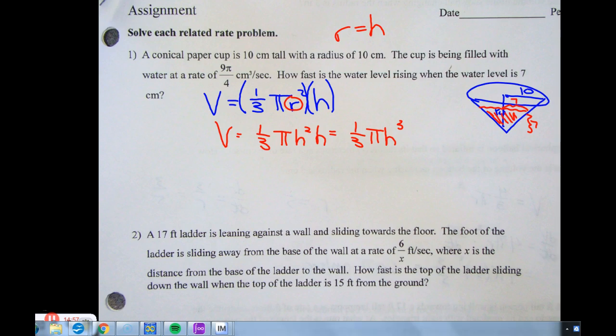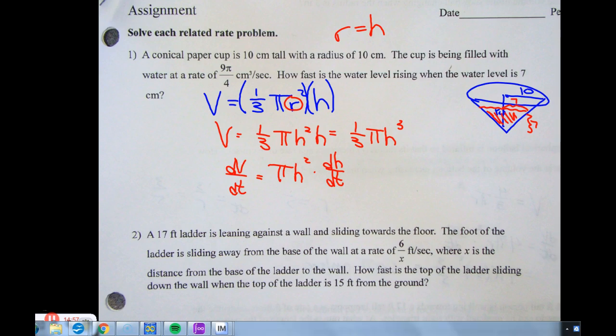So, take the derivative. What's the derivative of V? dV over dt. Bring down the 3, multiply by the 1/3 in front, so that's just 1. And then pi, reduce the power by 1 and multiply by dh over dt. So the goal is to get down to where there's only one variable you don't know. And now we're there. So now we can just do our plug and chug and figure it out.